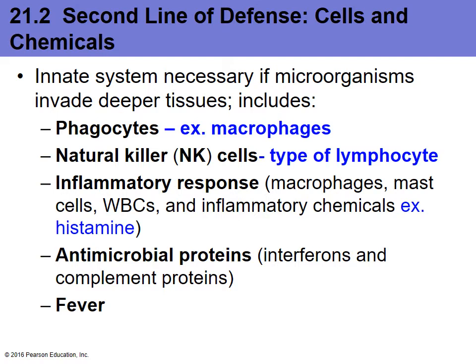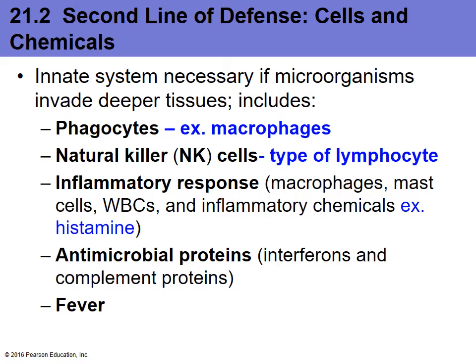So when we take a look at our innate, as I said to you before, you have your first line of defense, which is going to be the skin and the mucous membrane. And then you have your second line of defense. And these are where you're going to find your particular cells, as well as fever, inflammation, and some of your proteins. So on this list right here, we just highlight some of the mechanisms.